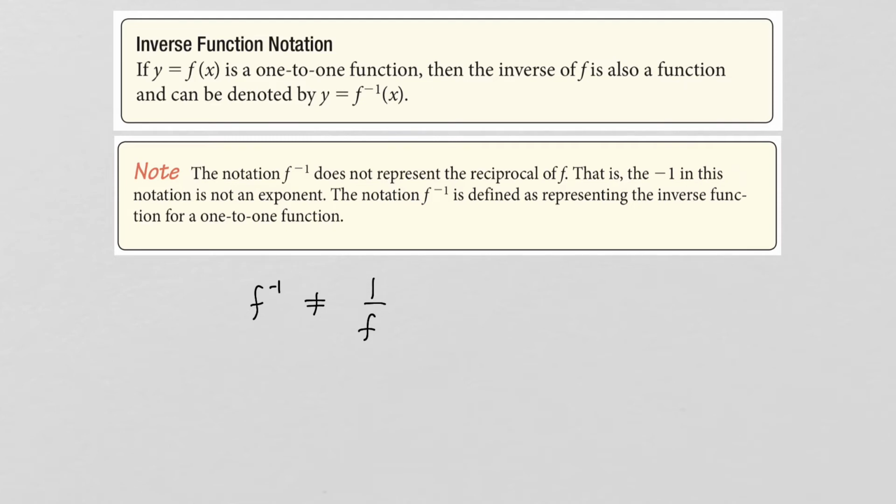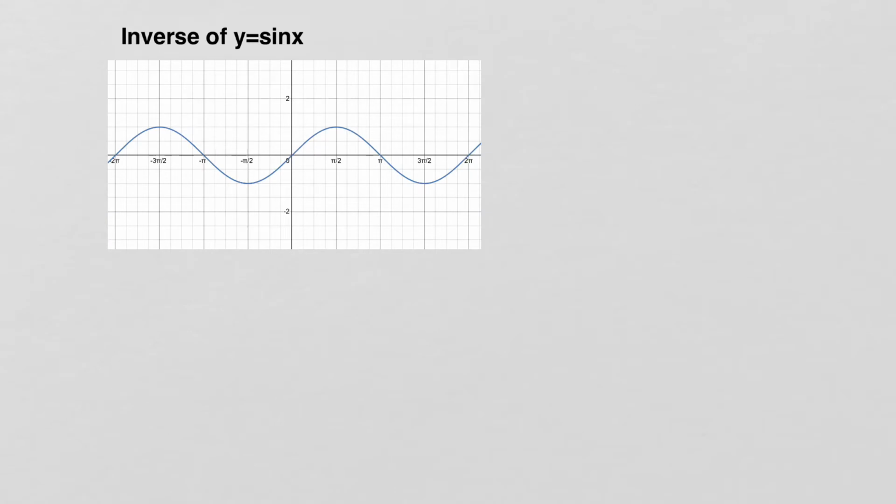Now let's see how this applies to trigonometry. So we start with the journey of finding the inverse of the function y equals the sine of x. Here I have graphed y equals sine of x. And you can see very clearly that this is not a one-to-one function. If I draw a horizontal line, you will see that it intersects the graph infinitely many times.